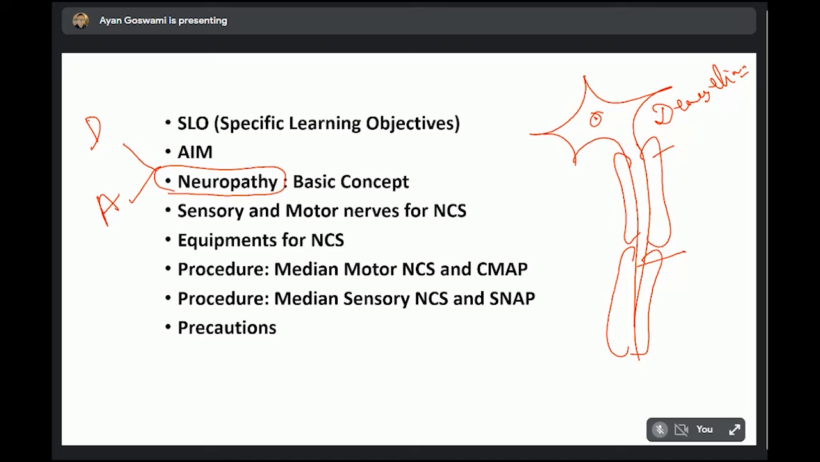Okay. So for nerve conduction study, we choose some sensory nerves and some motor nerves in our upper limb and also in our lower limbs. In upper limbs, we choose radial nerve, ulnar nerve, then median nerve, right? And in case of lower limb, common peroneal nerve, posterior tibial nerve, sural nerve. These are the nerves very frequently used for nerve conduction study.